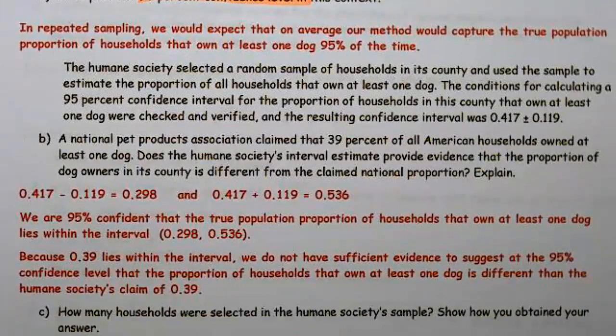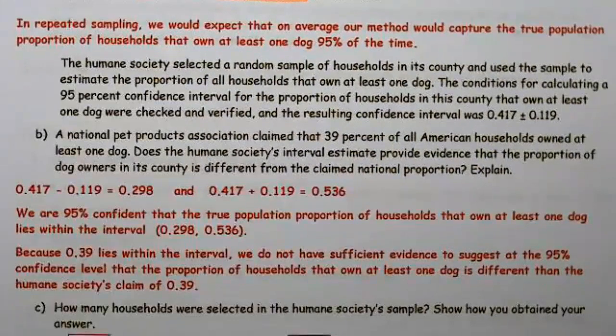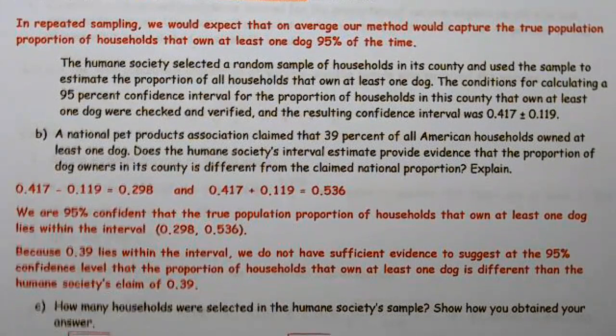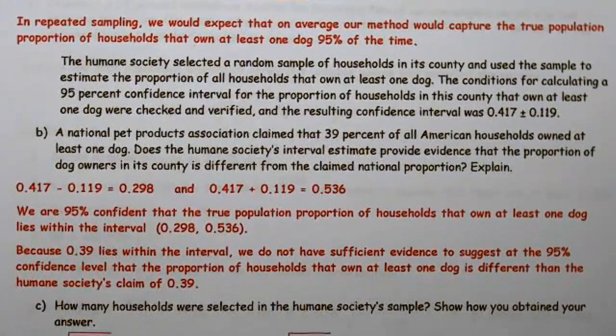Because 0.39 lies within the interval, we do not have sufficient evidence to suggest at the 95% confidence level that the proportion of households that own at least one dog is different than the Humane Society's claim. So there is no difference because it lies within the interval, or we can't tell of a difference.